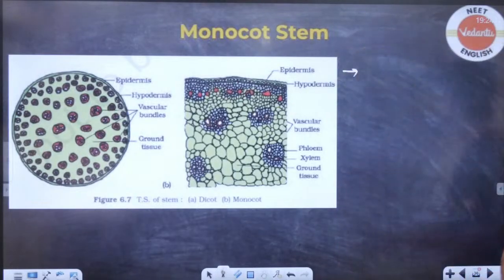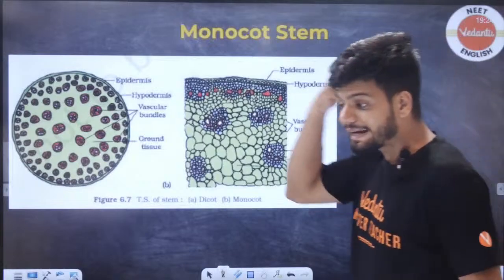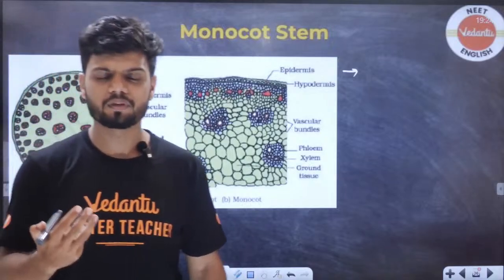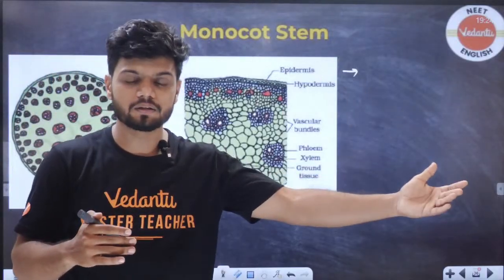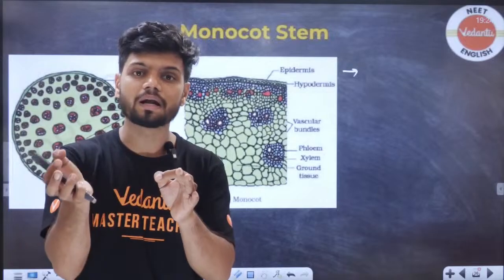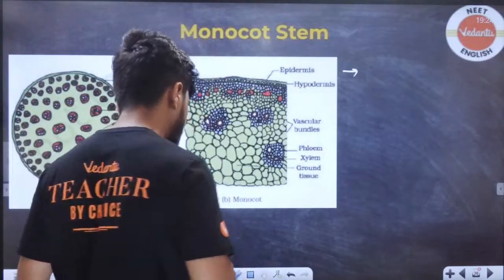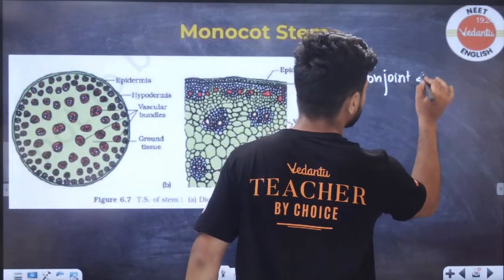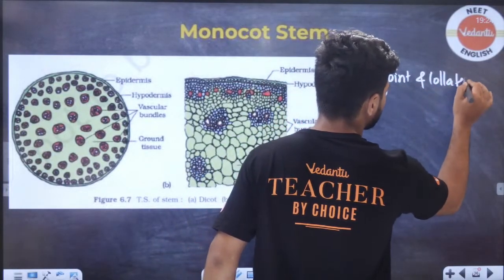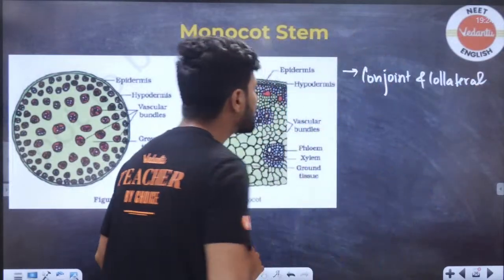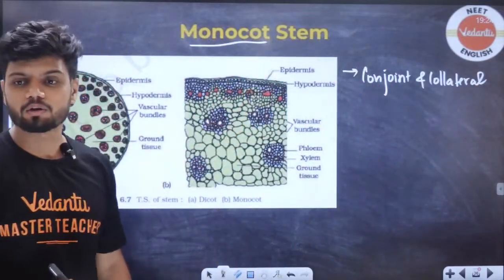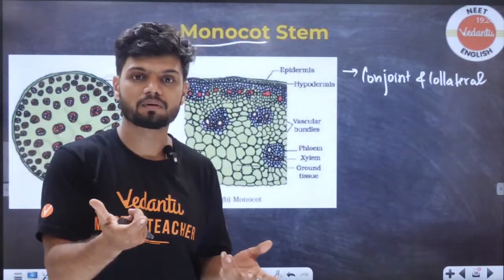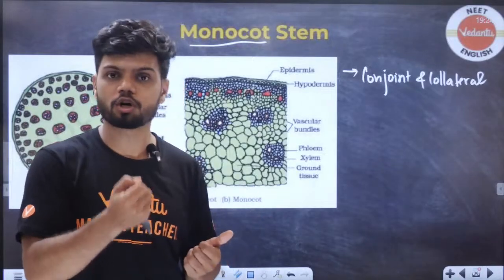Apart from that, since it is a monocot stem, will it be radial arrangement or will it be conjoint and collateral? Tell me. Conjoint and collateral, yes or no? It will be conjoint and collateral. Now, since it is monocot, will it be open or closed? It is a stem, it is monocot right now. Monocot means closed.